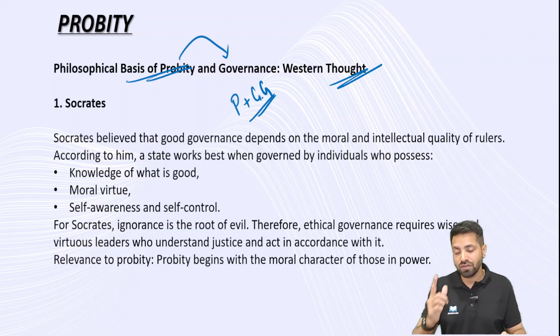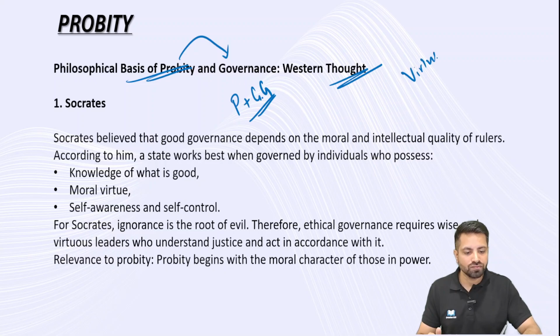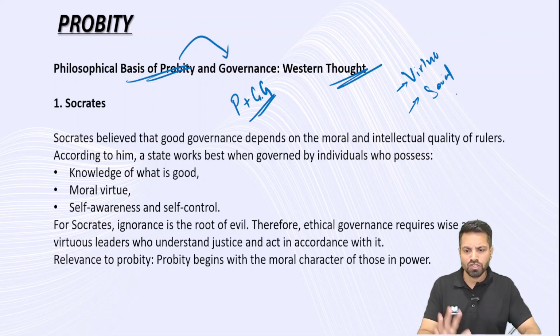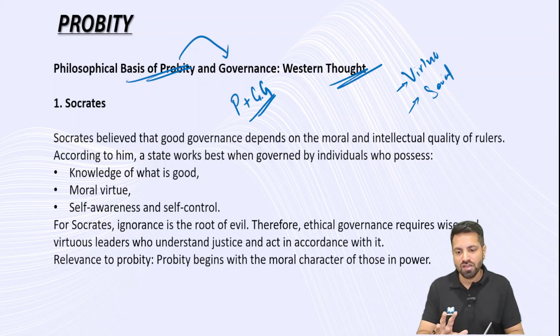From Western philosophy, I told you that before also, the virtue ethicists supported this idea: whatever actions you take have to be based on certain virtues. So we are going to see that. And even if you look at Thomas Hobbes, the social contract theory, there also it talks about probity. I'll tell you that. Let's talk about the Western thought, the philosophical support or basis for this concept of probity and governance.